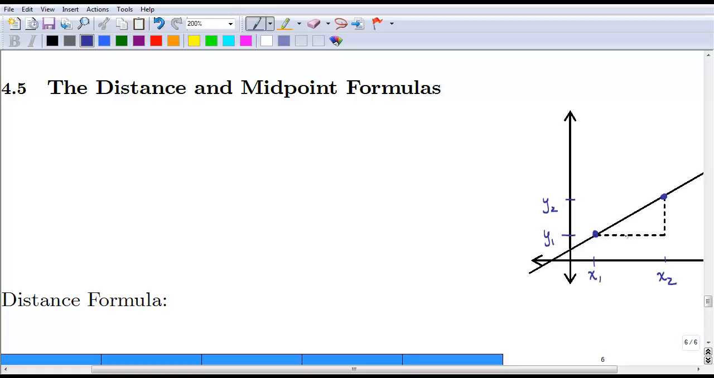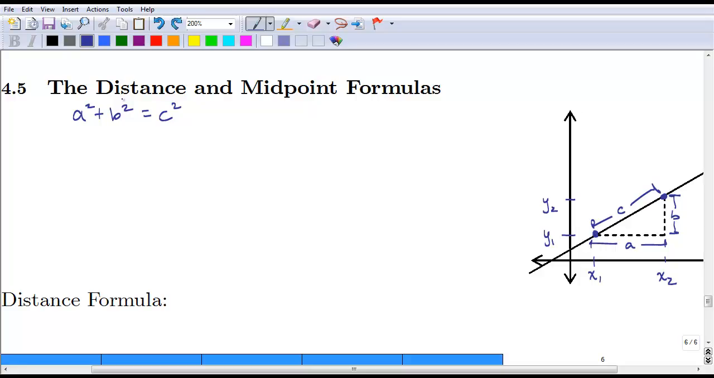And if you notice, this does create a triangle, and we know something about a right triangle. Right triangle, like I said, has the Pythagorean theorem. Pythagorean theorem says that a squared plus b squared is c squared. So if we let this side be a, this side be b, and our hypotenuse be c, then we can find the distance between those 2 points, namely c, the hypotenuse.